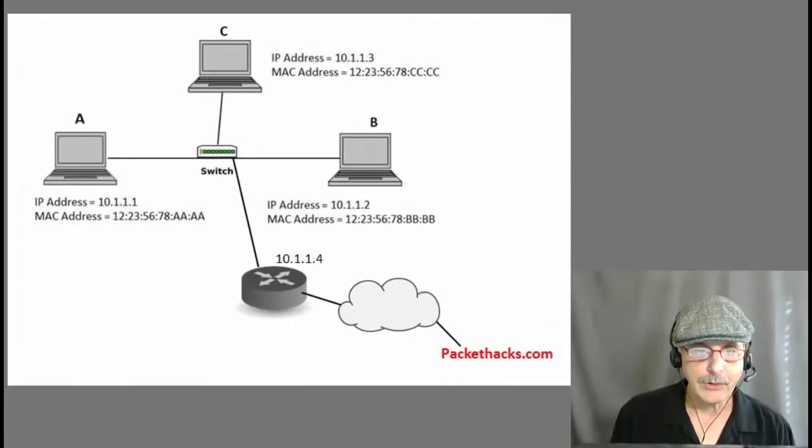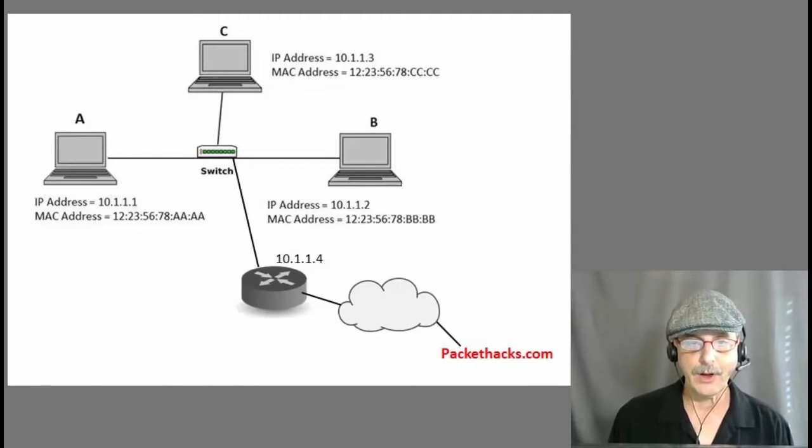Now let's look at a different case. Suppose that host A wants to go to the website PacketHacks.com. How does ARP work then? Host A should already have a default gateway of 10.1.1.4, which is the router that leads out to the network. So it does an ARP request to find out the MAC address of the router.